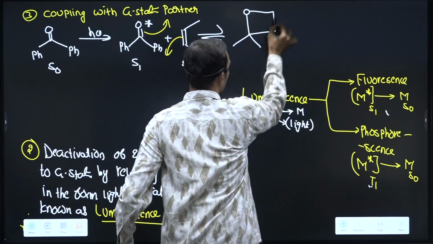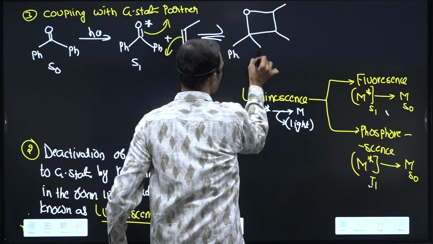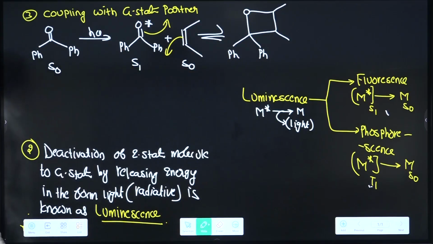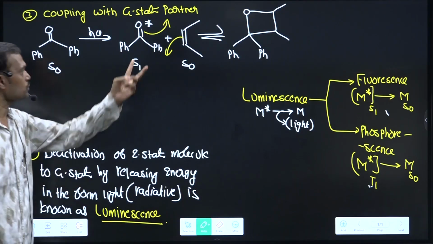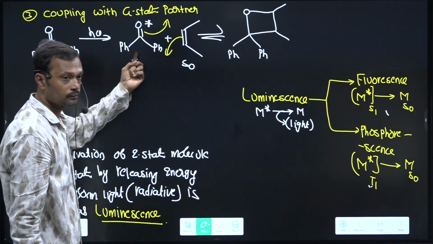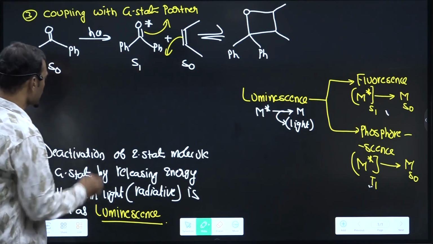This is oxygen coupled with this 2-methyl, and here Ph and this is Ph. This is called the Paterno-Buchi reaction, PB reaction. How many molecules are combining? 2 molecules. Out of 2, how many are activated? Only one is activated.